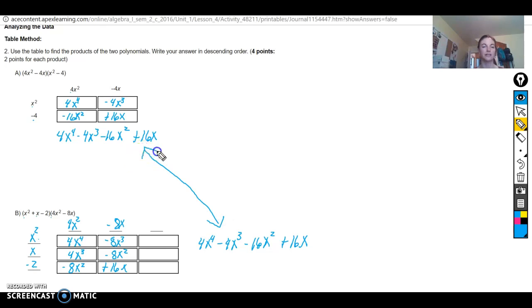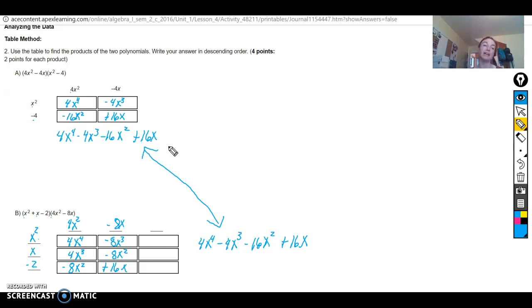Identical results. So this trinomial by the binomial in part B gives us the same result as the binomial by the binomial in part A. Now that doesn't always happen. We're just proving that these two expressions are going to yield the same answer.